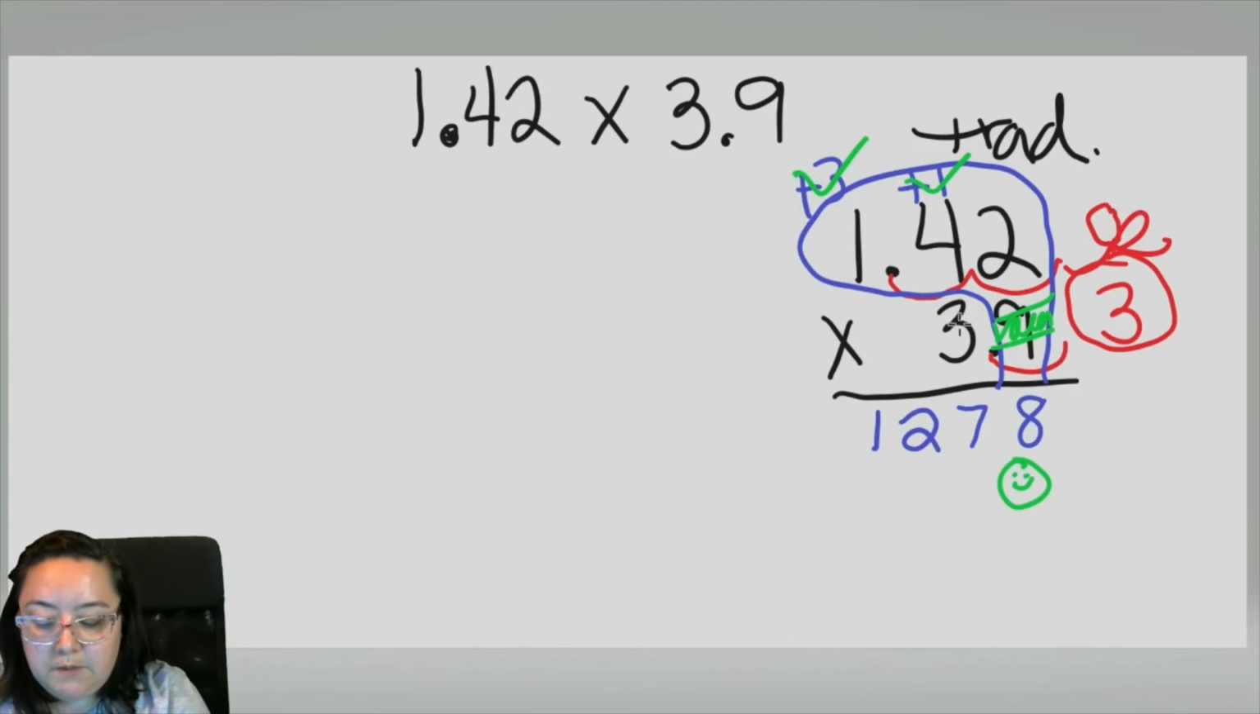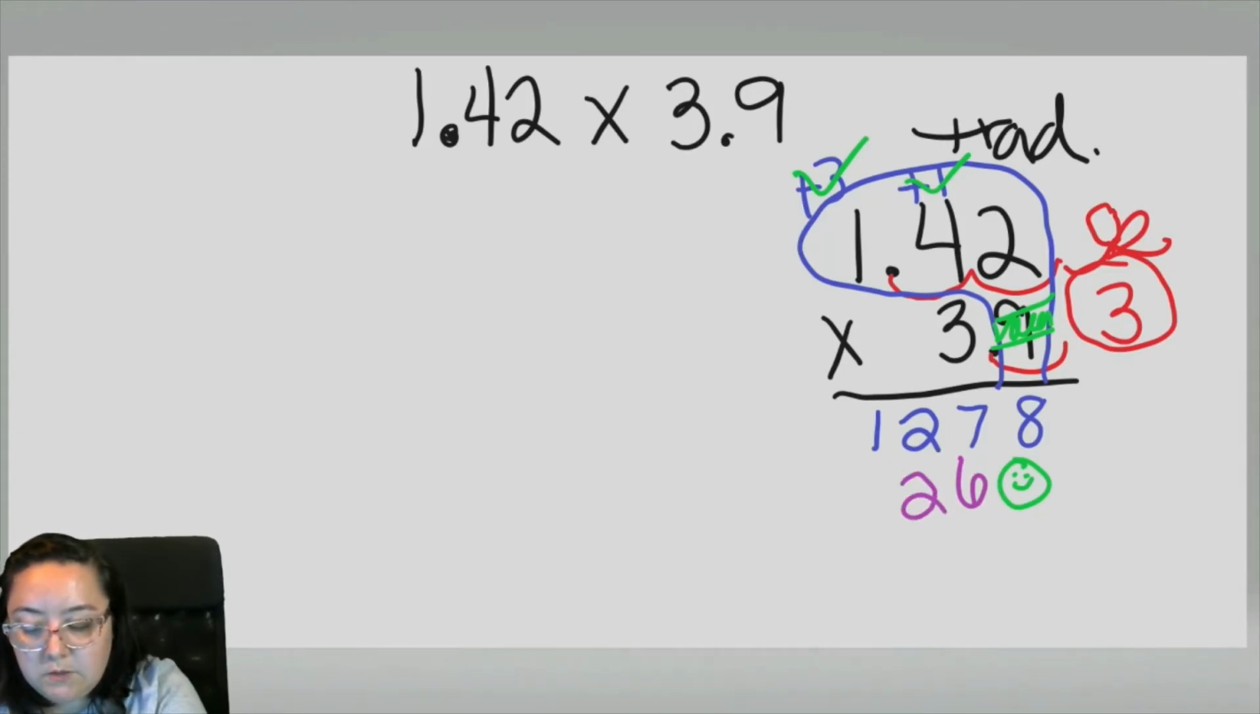This time we're going to be multiplying 3 times these numbers. 3 times 2 is 6. And notice that I'm lining these digits up with each other because we're going to add them together later. 3 times 4 is 12. I bring down my 2 and I carry my plus 1.